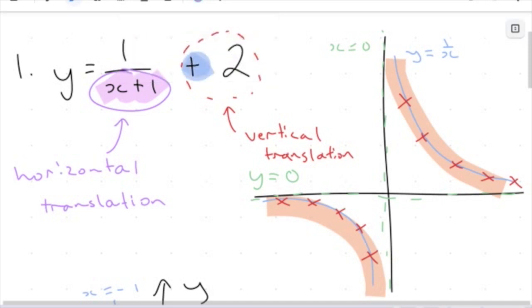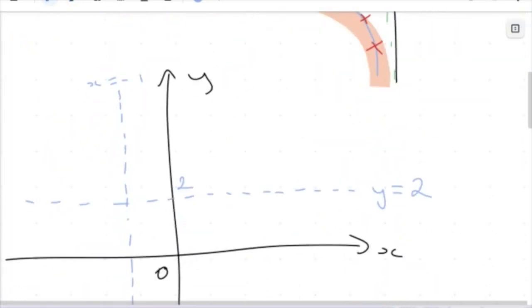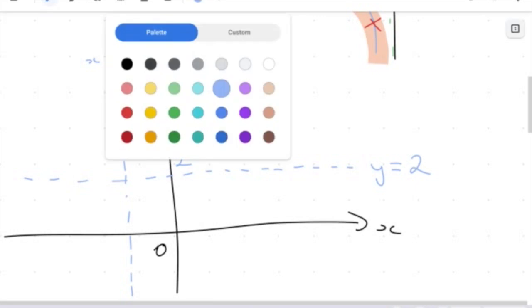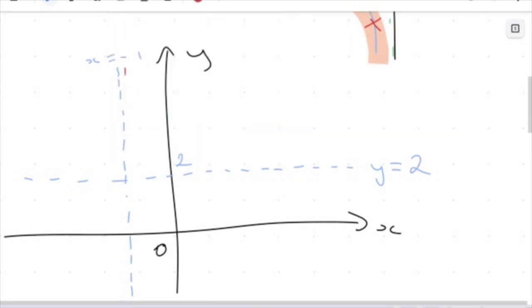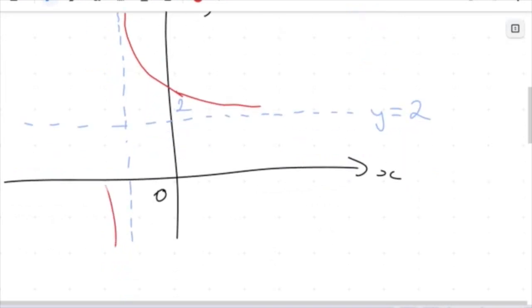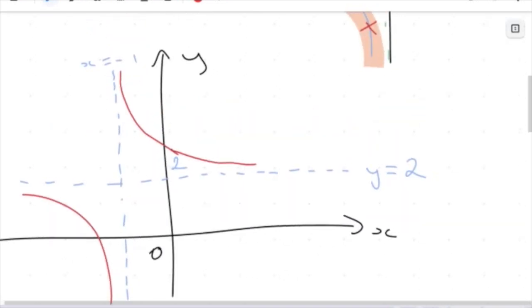We have a positive 2, so this addition is going to shift it up. So positive direction shifts up. If this was a -2, it would shift down. So it's nothing really new from what we've been doing before. But now that we have this, we can just draw in our new hyperbola. This is going to look something like this.